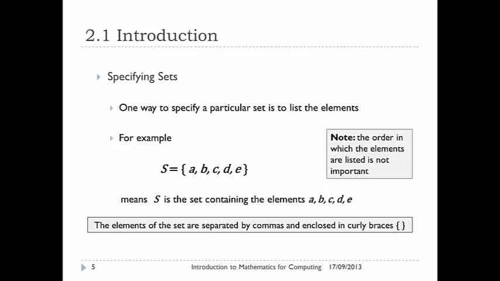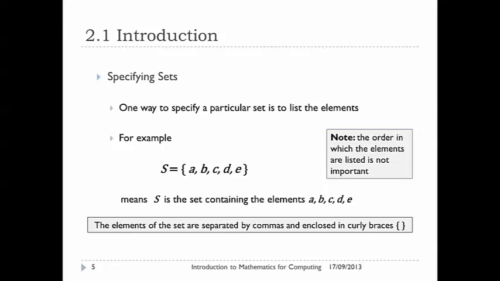Now, there's a couple of things to note about sets as well. The order in which the elements are listed is not important. So in this case, we have A, B, C, D, and E listed in that order. But equally, we could say that the set S is the elements B, A, D, C, and E. So the order is not important. One other point to note as well is that we don't list an element twice in the same set. So we wouldn't have A, B, B, C, D, and E.